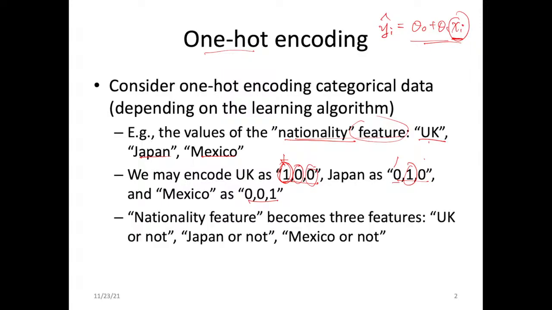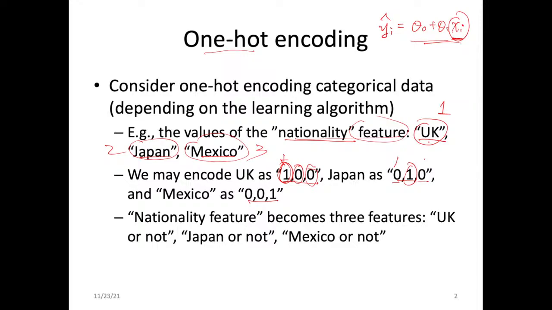And someone might say, can I just encode UK as 1, Japan as 2, and maybe Mexico as 3? I still keep using one single feature, but I encode UK, Japan, and Mexico as 1, 2, 3, for example. Can I do that or not? That's another way to encode the categorical features. You're converting a categorical feature into a numerical feature. Can I do that or not?